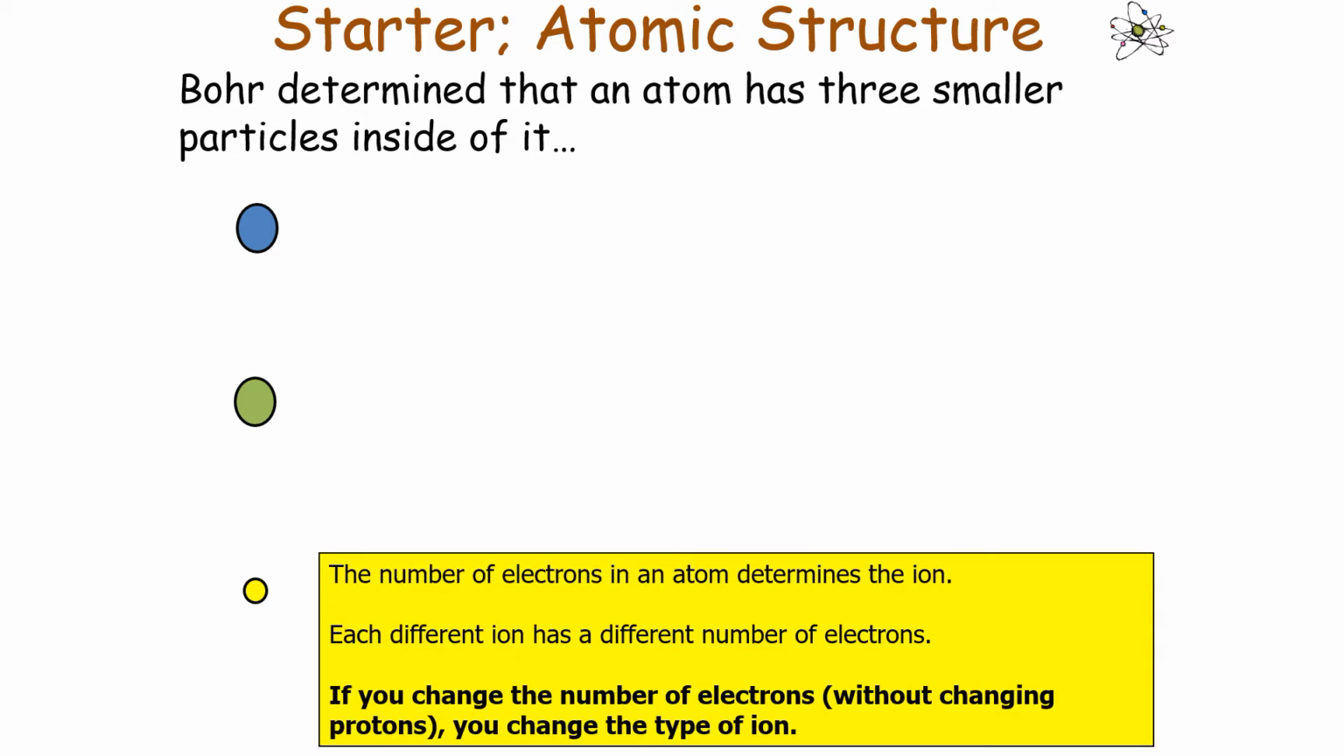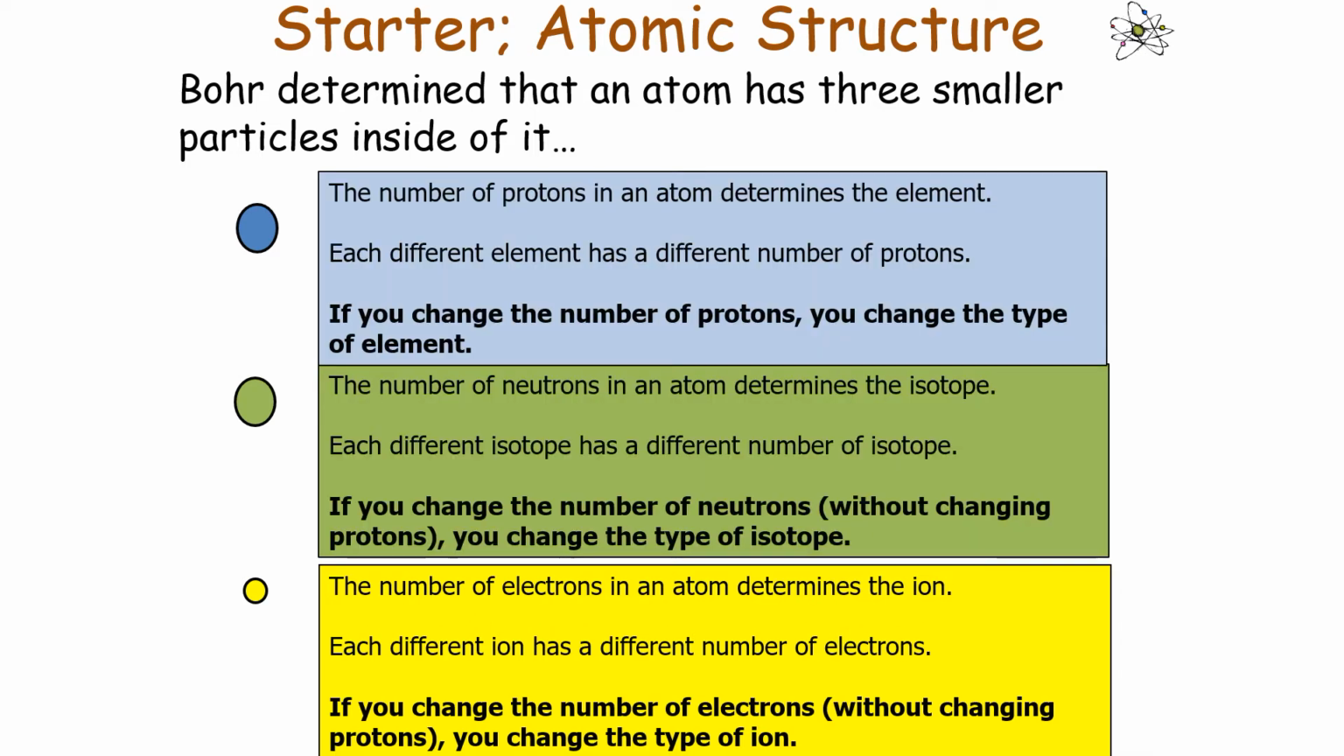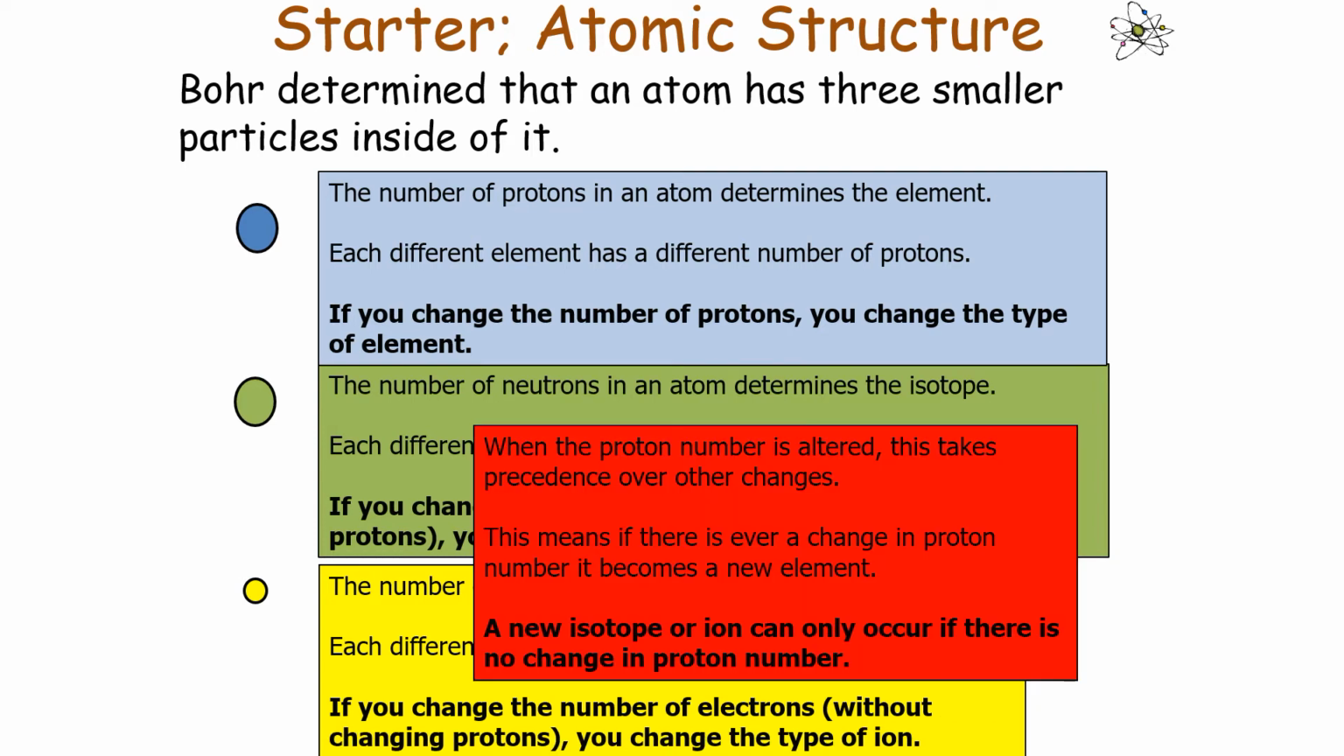And the number of electrons in an atom determines the ion. Each different ion has a different number of electrons. If you change the number of electrons without changing protons, you change the type of ion. So that's a very, very important idea to summarize. Now when the proton number is altered, this takes precedence over all other changes.